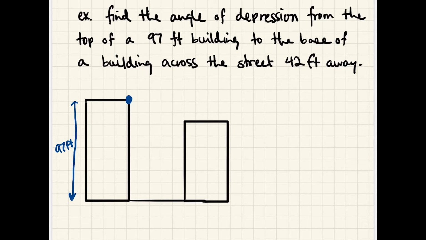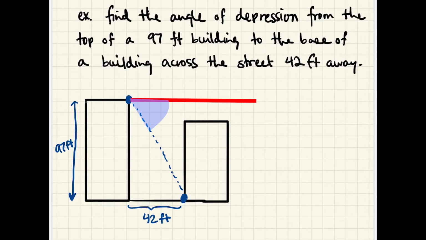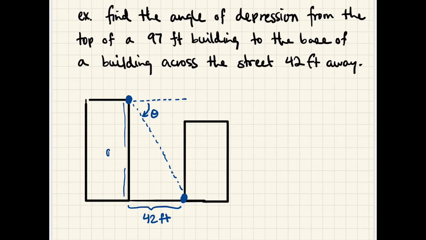So the angle of depression is from the top of this 97-foot building to the base of the building across the street. So here's the base of the building across the street. And we know that the street here is 42 feet. And the angle of depression must always be read from the horizontal downwards. So we have an imaginary horizontal here. So this is the angle of depression that we're after. We'll call it theta. Now let's move the 97 feet measure a little closer to things. This is 97 feet. And you can see we have a right triangle.